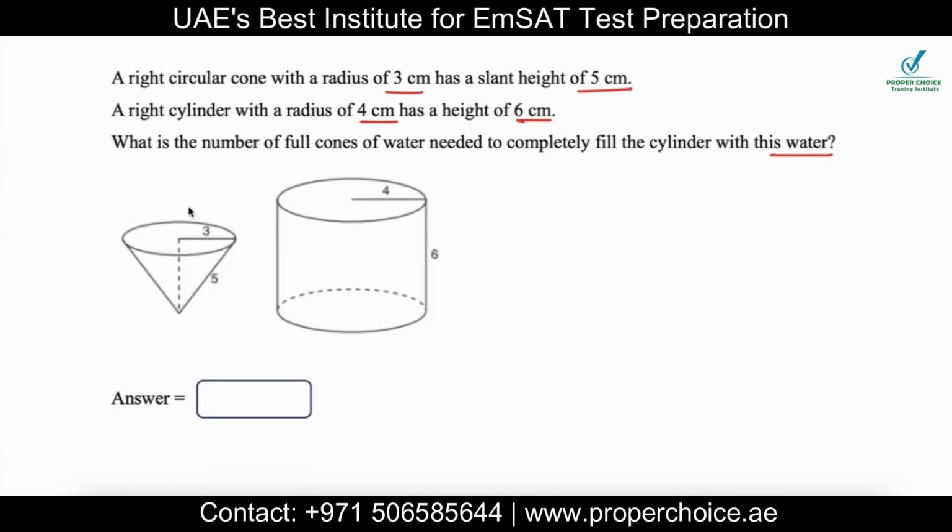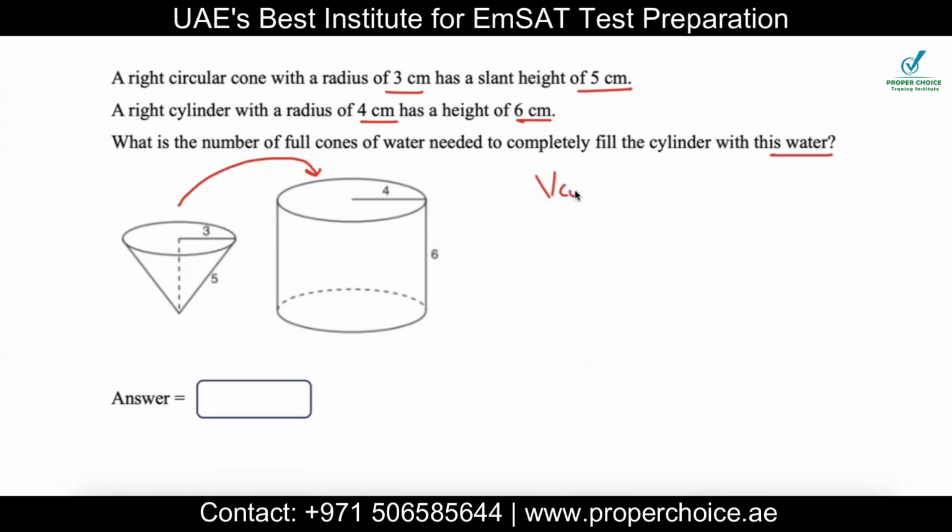So we are asked, if you fill the water in this cone and pour it out into the cylinder, to completely fill the cylinder, how many cones of water have to be added? So in that case, what should I do? Find out the volume of the cylinder, find out the volume of the cone and divide them.